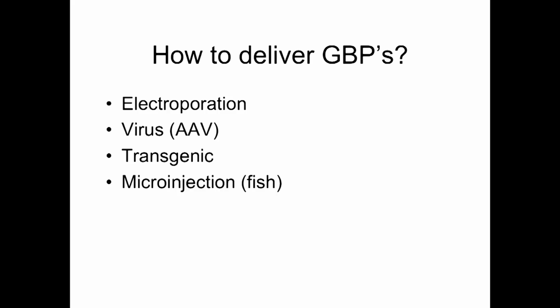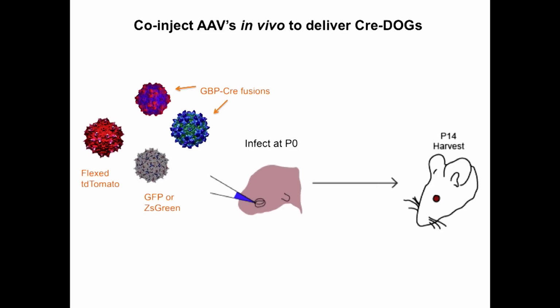We've also created some transgenics, which we are currently testing. So if you have a system where you want to turn on the components in all GFP cells, not just those that are infected with the virus, hopefully you can use a transgenic cross. And for fish, they can use microinjection.